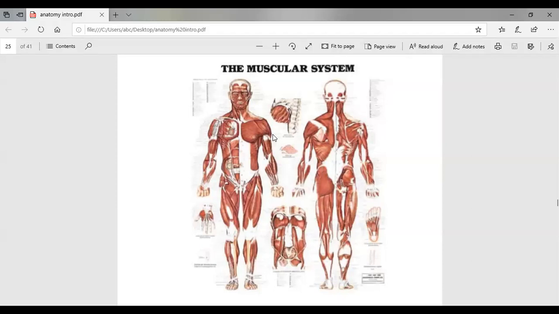Will you be able to live? No, right? That's why cardiac muscles, which make up the walls of the heart which pumps the blood, are also a type of involuntary muscles. So basically we learned how many types of muscles? We learned three types of muscles.